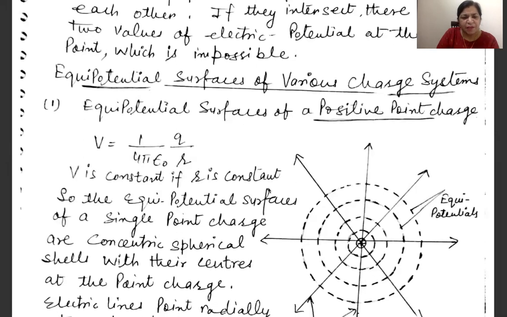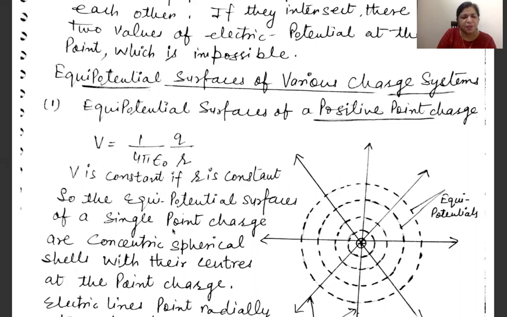You can see the first one is a very simple equipotential surface of a positive point charge. We have a plus Q charge situated here, and we know that the potential is given by 1 by 4 pi epsilon naught Q by R. Now V is constant if R is constant, because Q is a constant charge, and 4 pi epsilon naught are also constants. 4 is a number, pi is a constant, 22 by 7 you must be aware of. Epsilon naught is the permittivity of free space, it is also a constant.